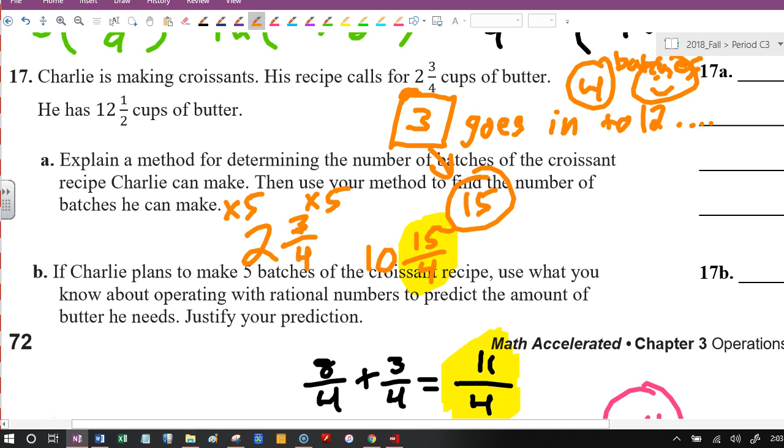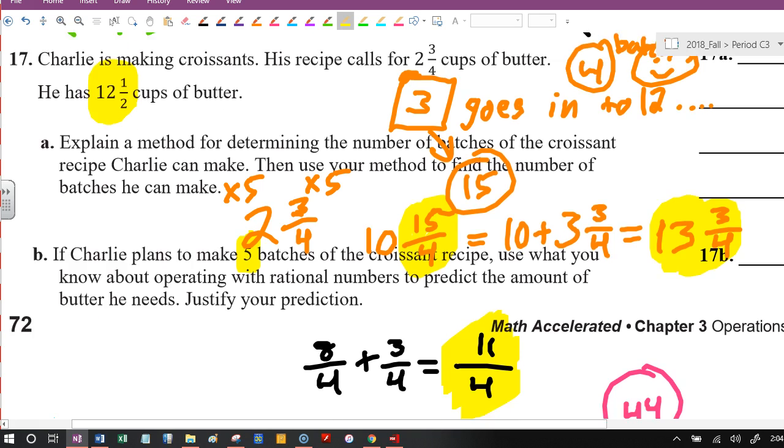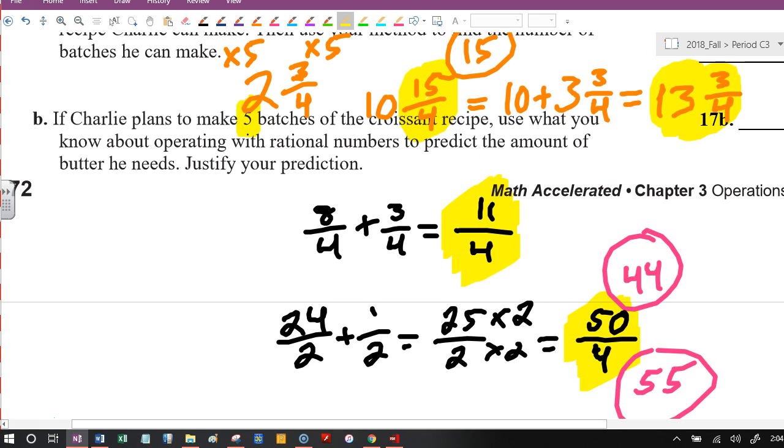Anybody? Ivan? We get 13 3/4. Right, 10 plus 3 and 3/4. And that makes 13 3/4. Okay, so 13 and 3/4 is too much because we don't have enough. Right? So, if Charlie wanted to make 5 batches, use what you know about operating to predict the amount of butter. Well, we already know the amount because we did. It was either 50 fourths or 13 and 3/4, right? Which is the same thing.